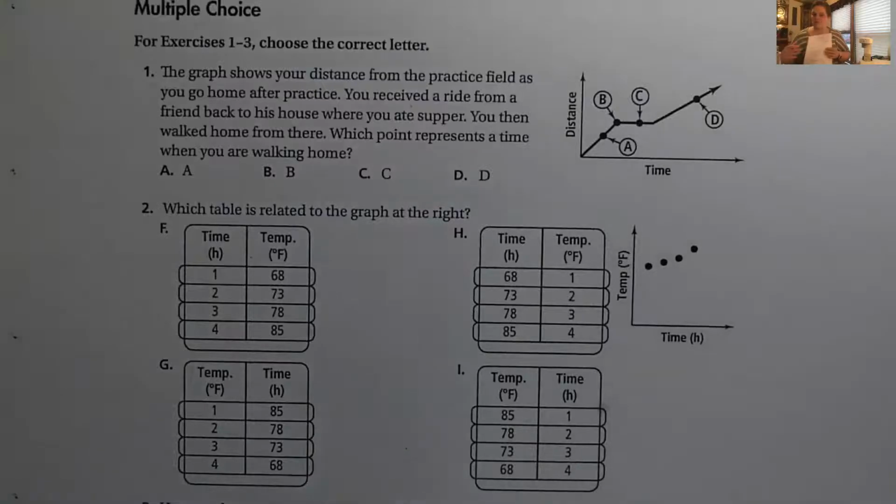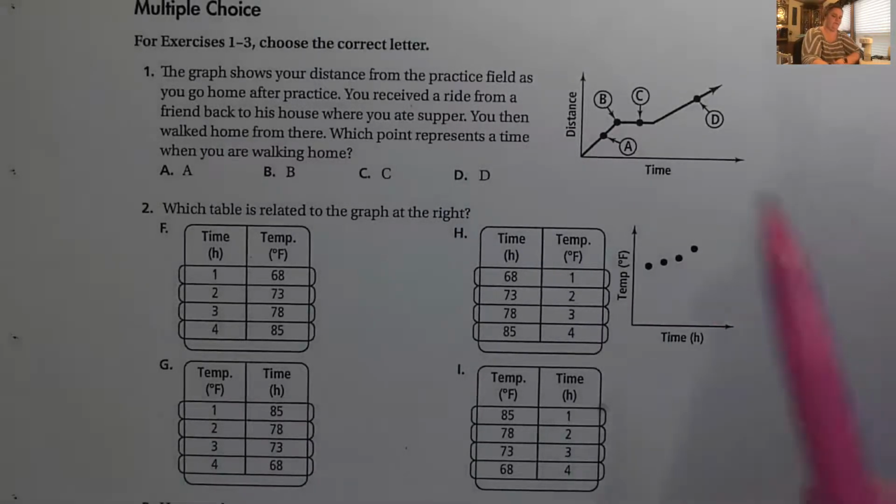All right, the graph shows your distance from the practice field as you go home from practice. You received a ride from a friend back to his house where you ate supper, then you walked from there. Which point represents the time when you are walking home?